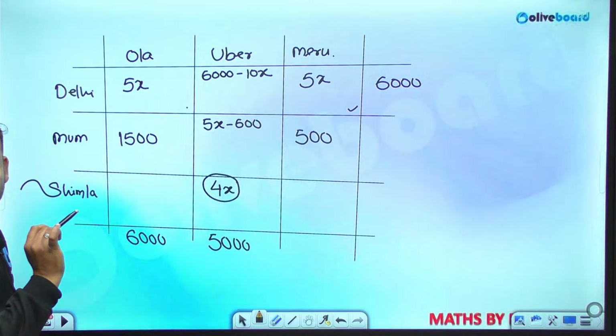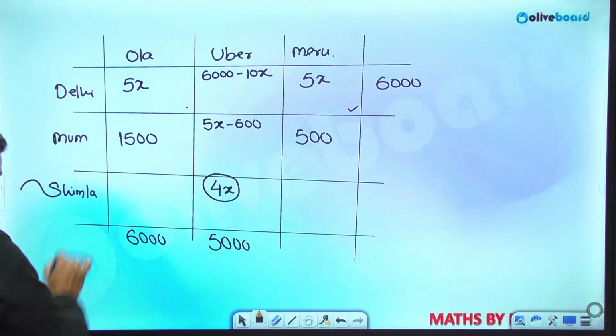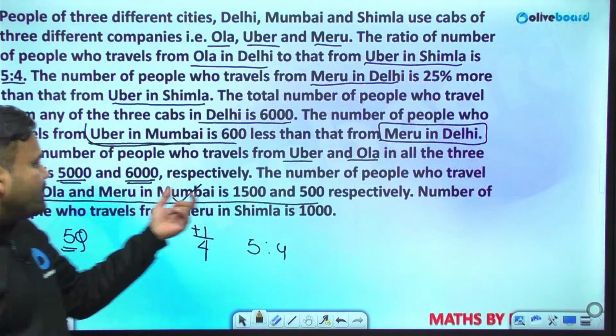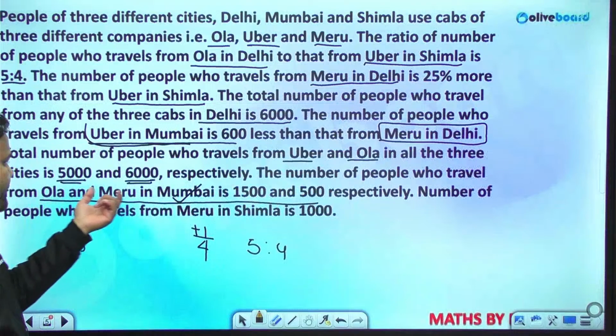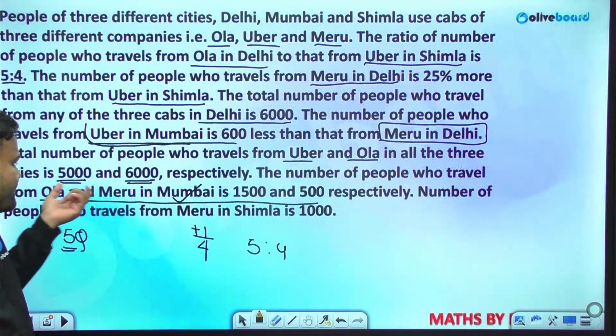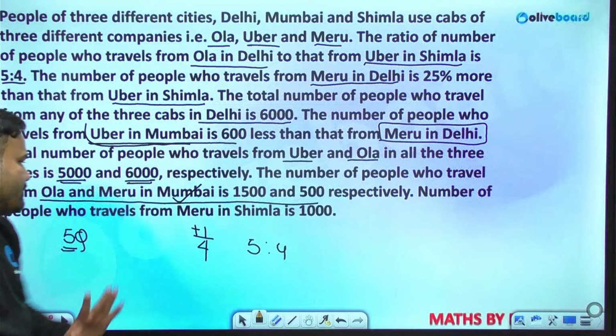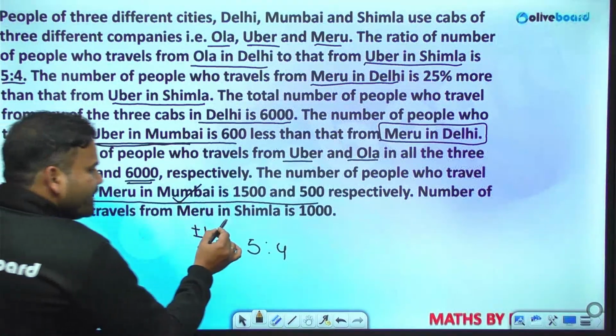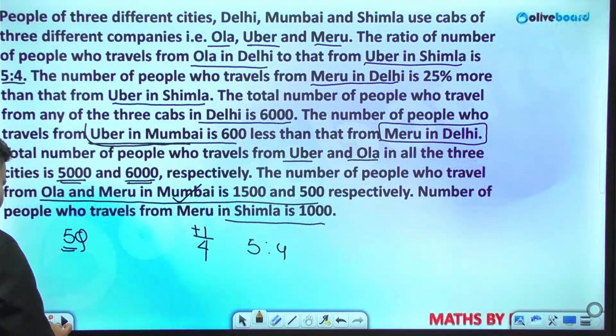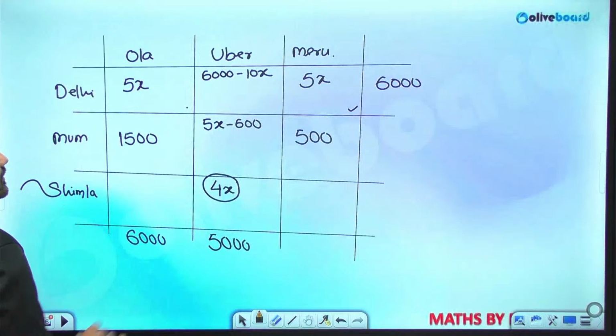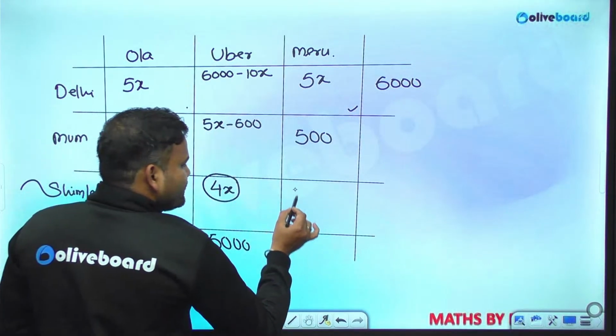Clear? So Ola is what? 1500. ठीक है, मुंबई में ओला से जितने लोग ट्रैवल कर रहे हैं that is 1500 और मेरू से जितने कर रहे हैं 500. Number of people who travel from Meru in Shimla is 1000. Meru Shimla is 1000.